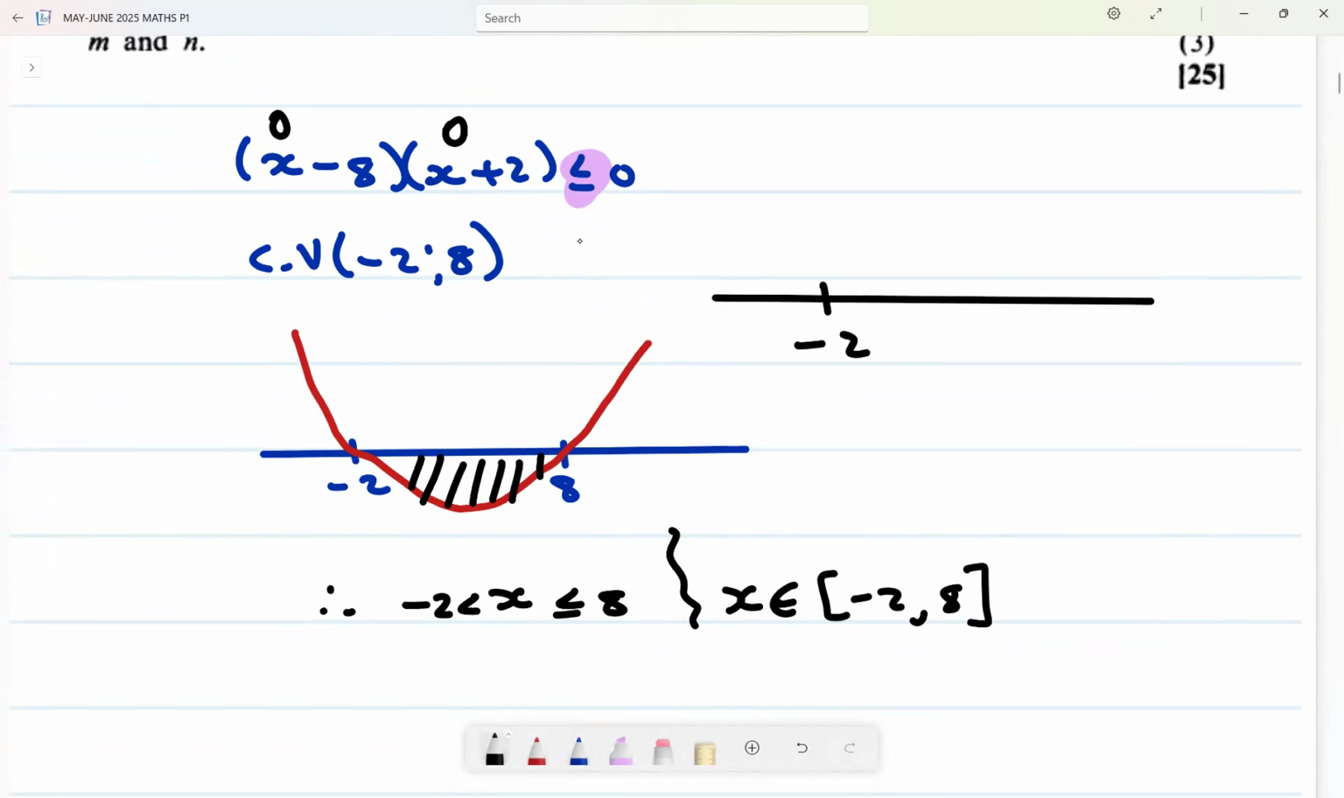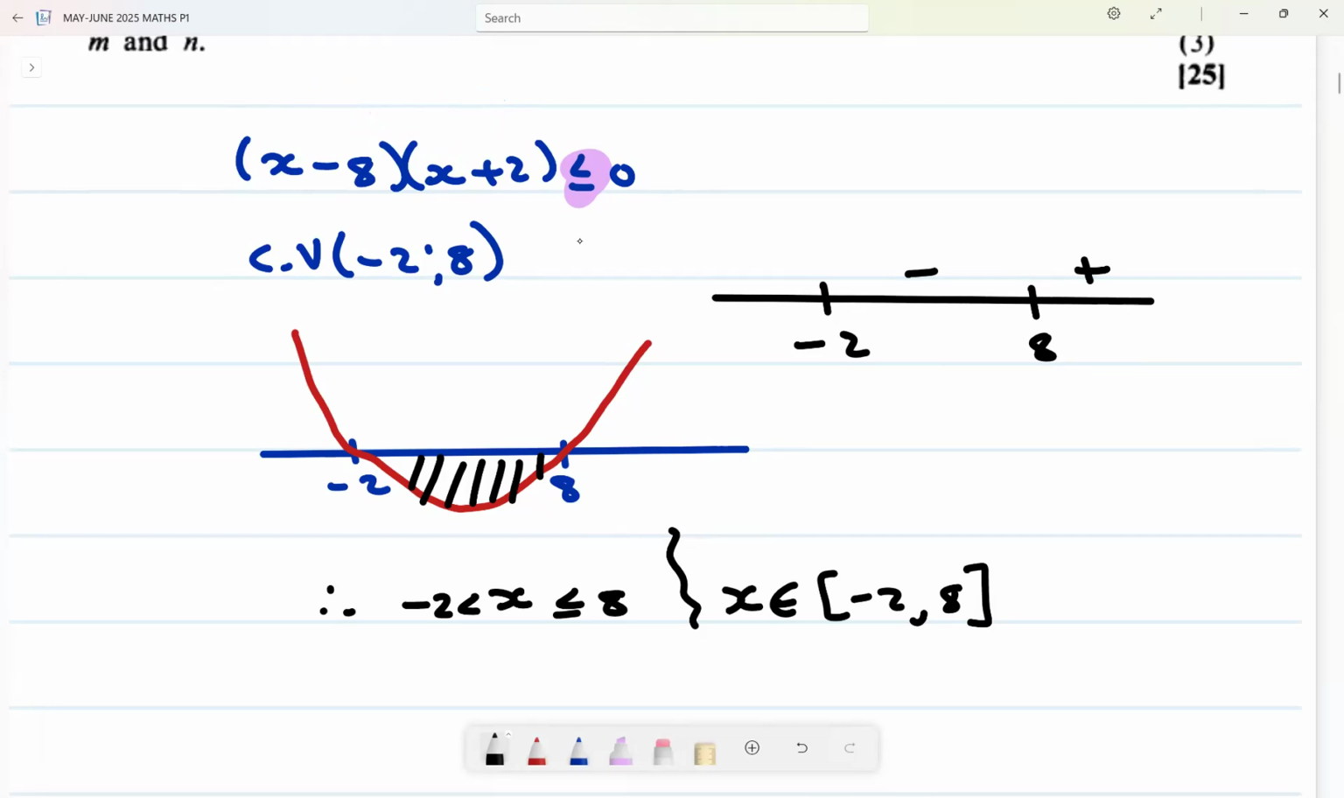Let me draw another one for you. Some of you do it like this and it's still fine. When I put a number between -2 and 8, I choose 0. It's going to be -8 multiplied by +2, which is negative. And then any number above 8, I'm just going to choose 10. 10 minus 8 is going to be 2, multiplied by 12 is positive. And then here it's going to be positive.